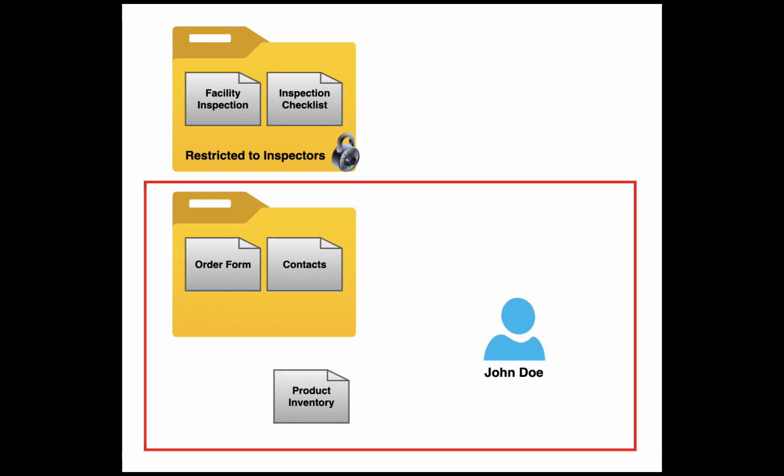In the final example, John Doe, a single user that is not in the inspectors group, will have access to the screens in the unrestricted folder. John Doe will also have access to the product inventory if it is in test mode and John Doe is assigned to the test.